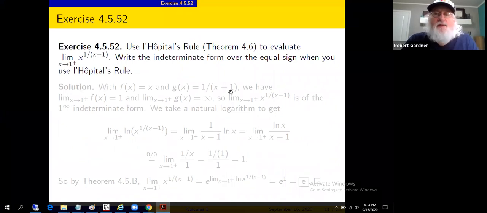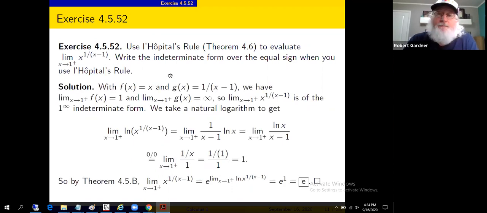52 says evaluate the limit as x approaches 1 from the positive side of x to the 1 over x minus 1. Use the notation that we've agreed to use for L'Hopital's rule. If you plugged in 1, you can't. If you did, you get 1 in the base. You get division by 0 in the exponent. That's why you can't plug in 1. But I bet you the limit of that exponent is infinity. This is a 1 to the infinity indeterminate form.